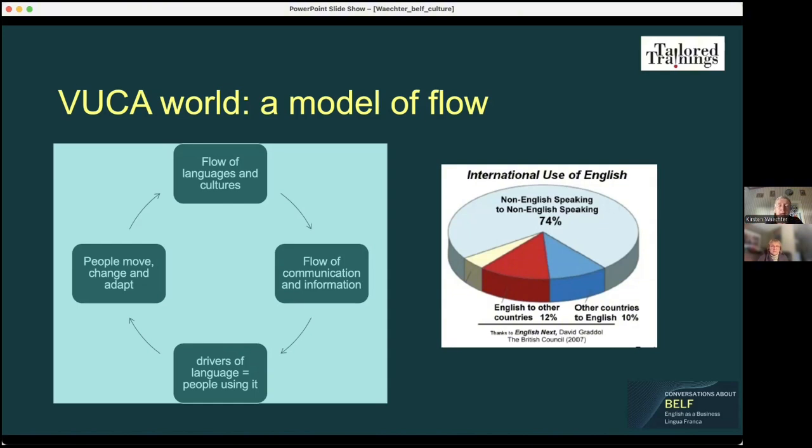I am not sure how familiar you are with the English Next project that David Graddol did in 2007 for the British Council. What he analyzed was actually the use of English in tourist interaction. And he found that most tourist interactions are done in English, and 74% of them are between different non-native speakers of English. English speakers traveling to other countries, like to Thailand or Germany, would be 12%. So people staying in the US or in Britain would actually be roughly about 10%. So you see, that's really the big one.